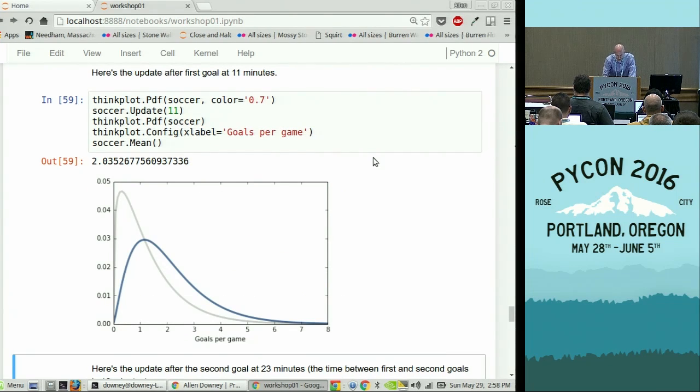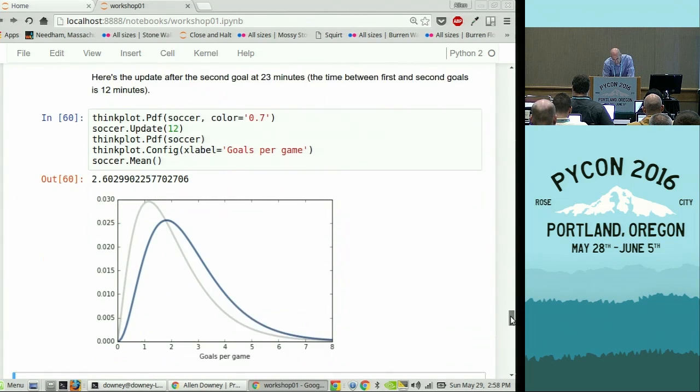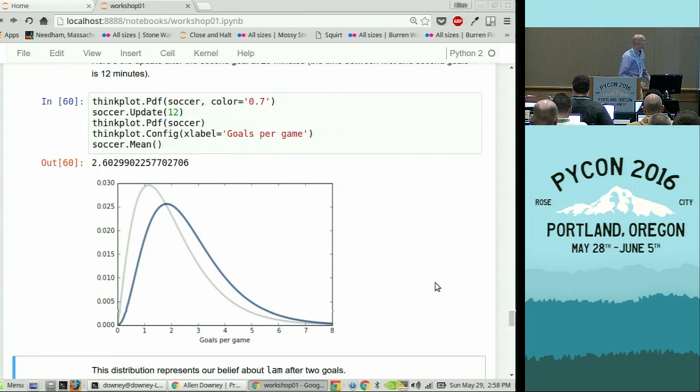So there's the 11, and this is the 12. And again, the gray line is the prior after the first goal. So this is showing the difference between after the first goal and after the second goal. Again, the distribution has shifted to the right, and now 2 is looking like it's the most likely value, and 5 is really not all that surprising anymore.